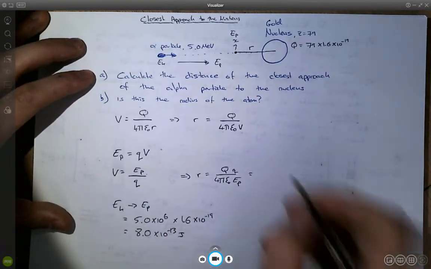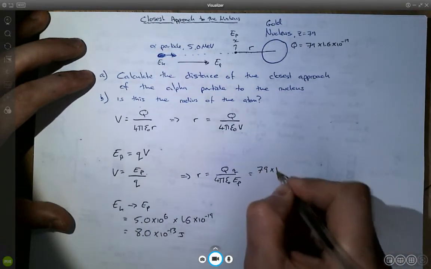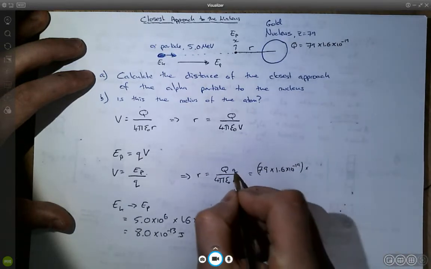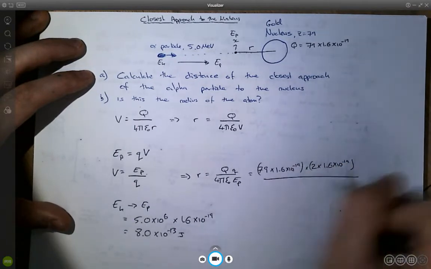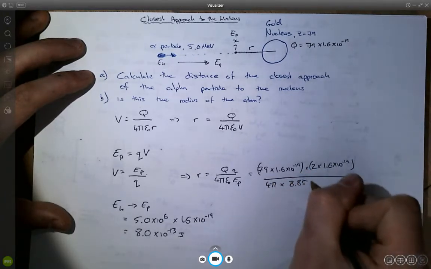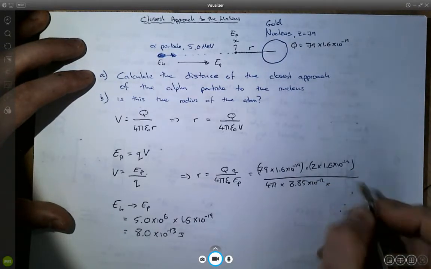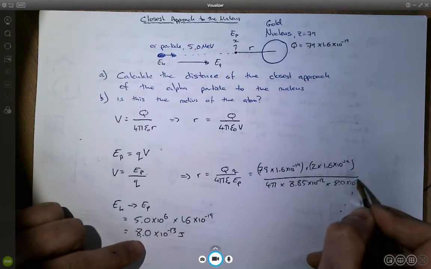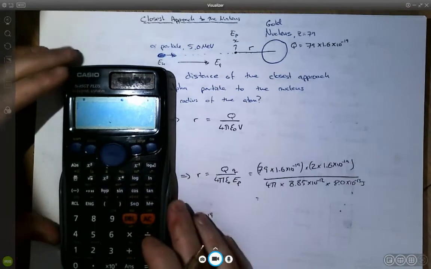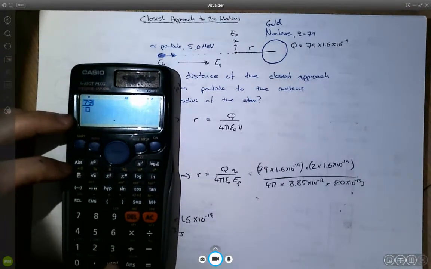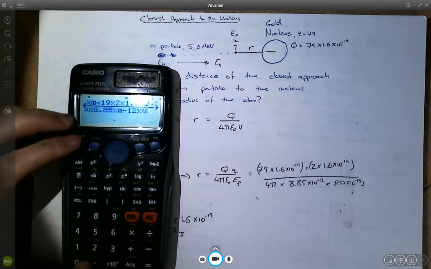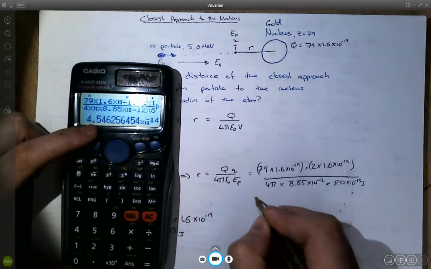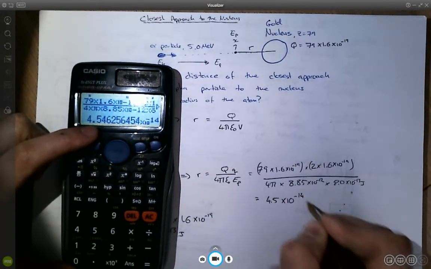So now we can substitute all our numbers into this. So we've got our charge on the gold nucleus. We've got our charge on the alpha particle. So there's 2 protons in an alpha particle because it's a helium nucleus, over 4 pi epsilon naught, which is 8.85 times 10 to the minus 12, times by our energy, 8.0 times 10 to the minus 13 joules. Let's type that into our calculator. And we get our radius of 4.5 times 10 to the minus 14 meters.